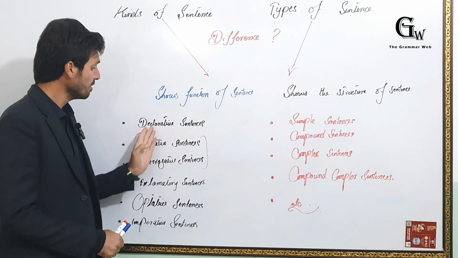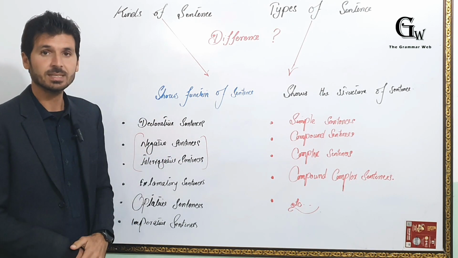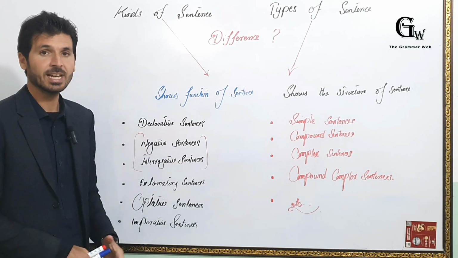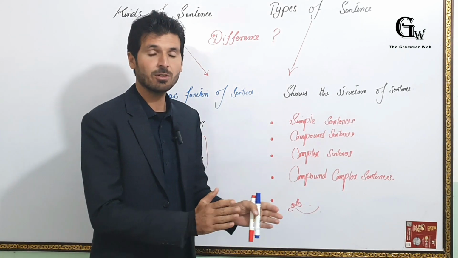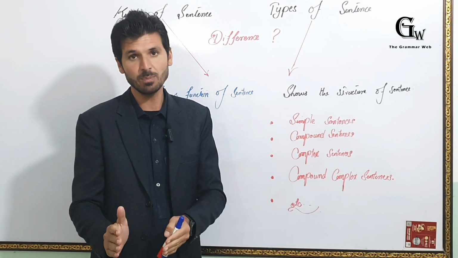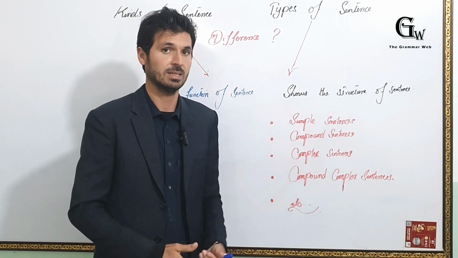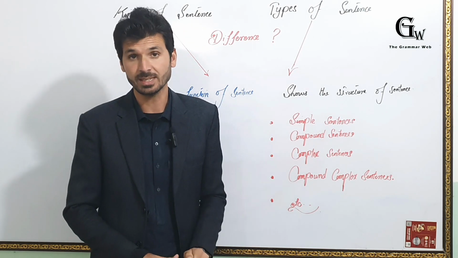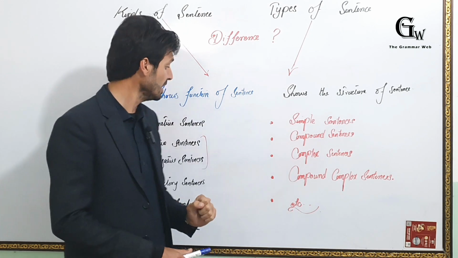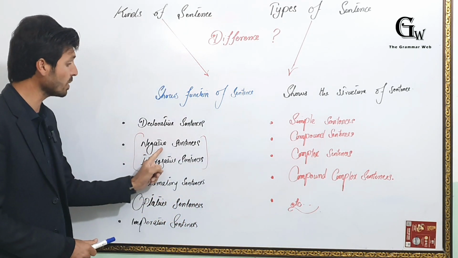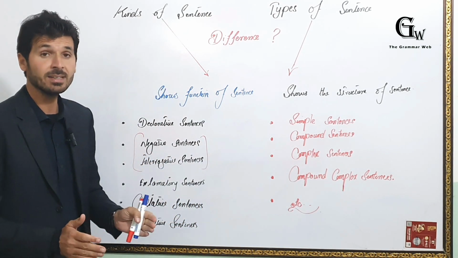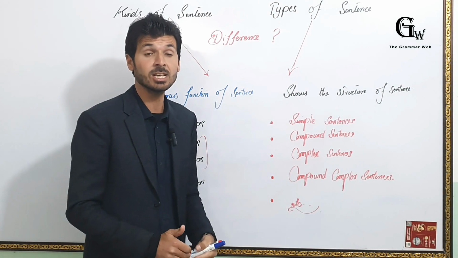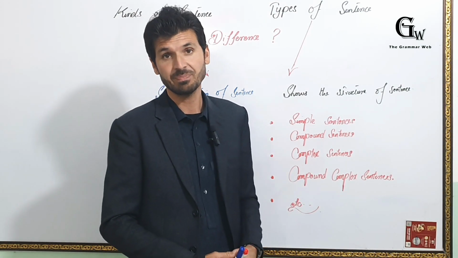For example, we are discussing negative sentence. So we don't say that we will put subject or clause, or after that we will put verb. Clear? Because we don't target here the structure of a sentence. We target here the function of a sentence. That's why we will discuss that negative sentence is that sentence which shows negation.